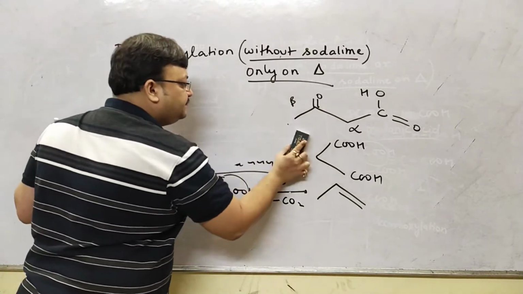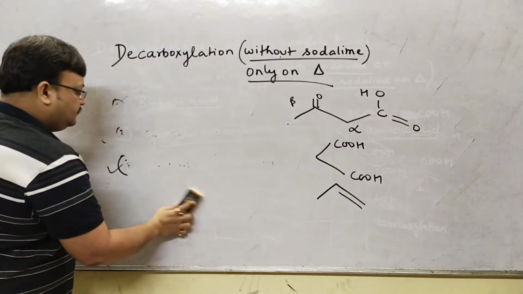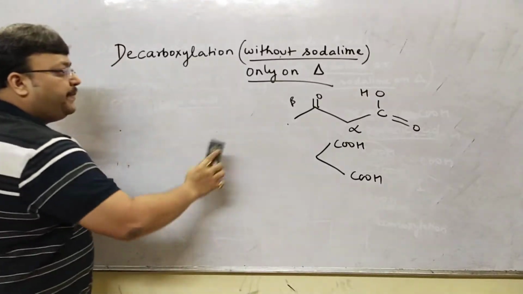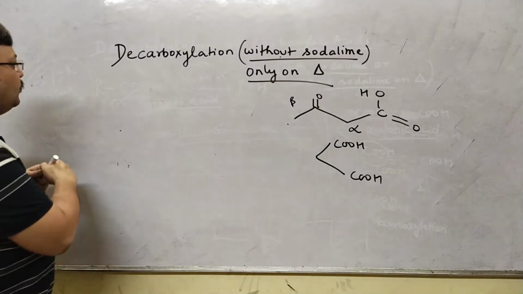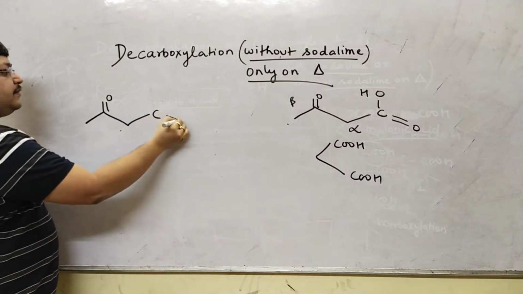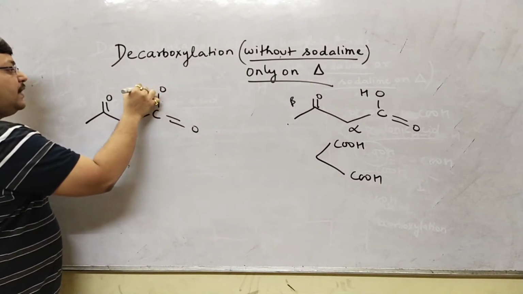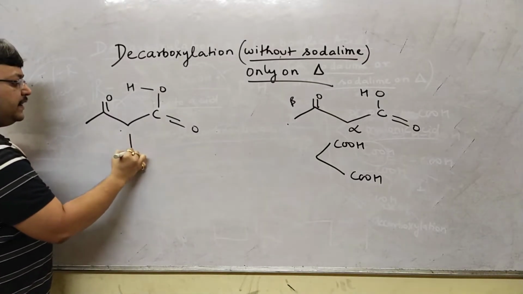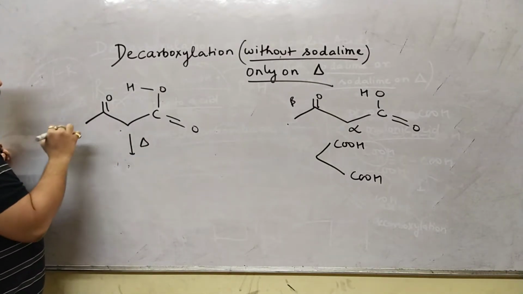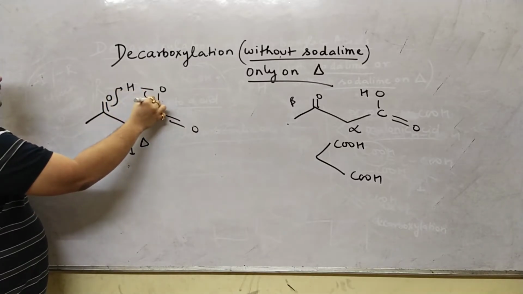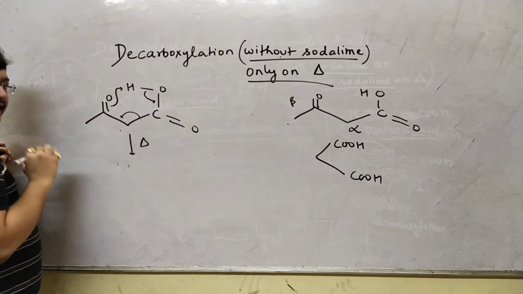Suppose it's a beta keto acid. I can write the beta keto acid in this manner, and on heating, I can imagine the making and breaking of bonds in this manner. The energy required will be supplied by heating.